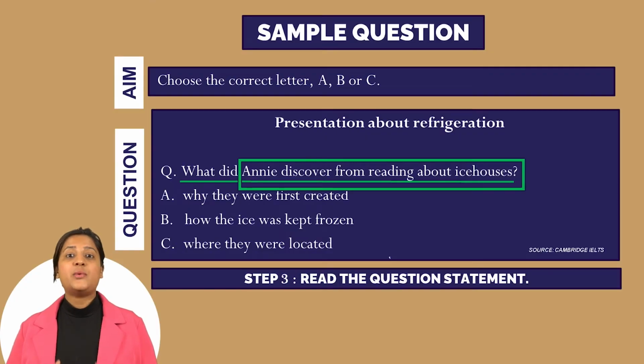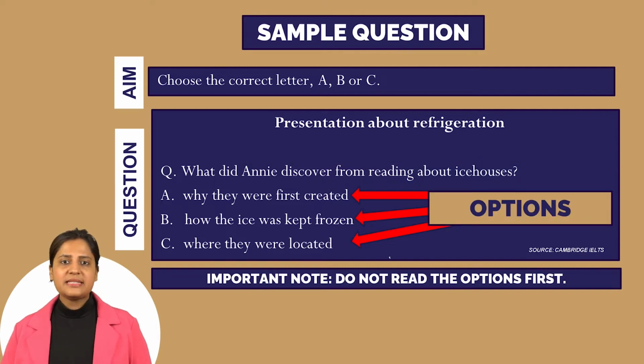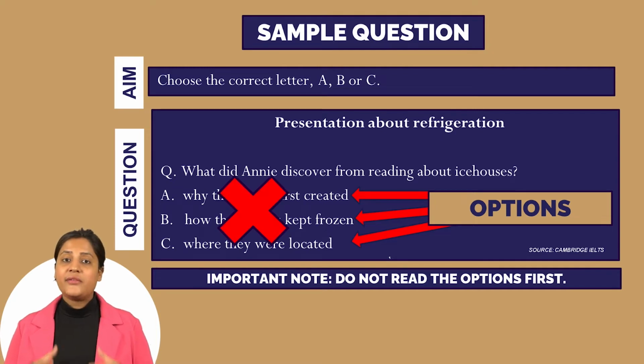The next step is to read the question statement. What did Annie discover from reading about ice houses? Annie, discover, reading and ice houses are the keywords. Three options have been given for this particular question. Important note, never read the options before you listen. But why not? How will we know the answer then?